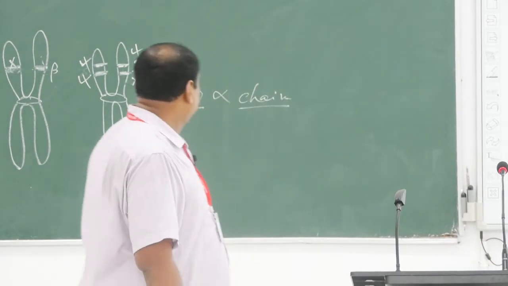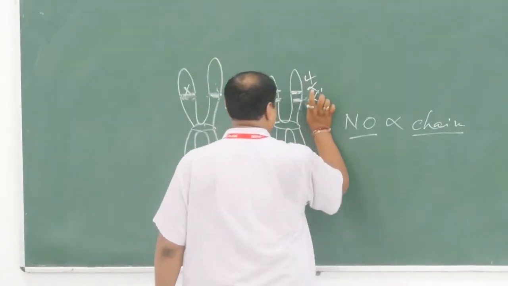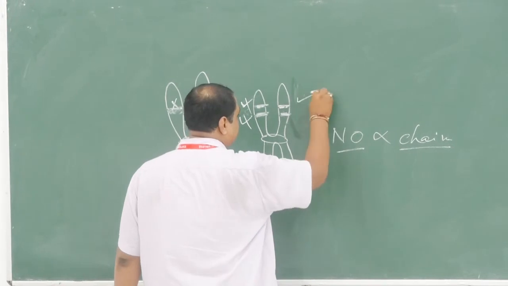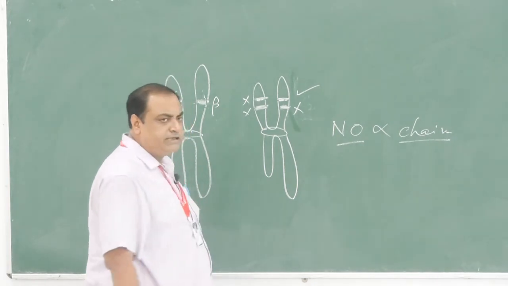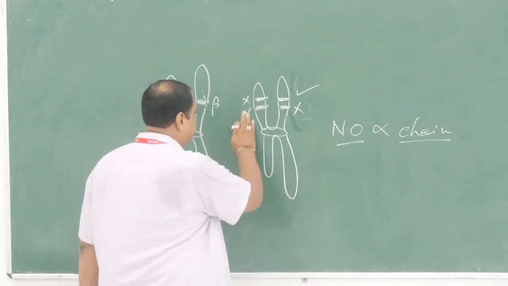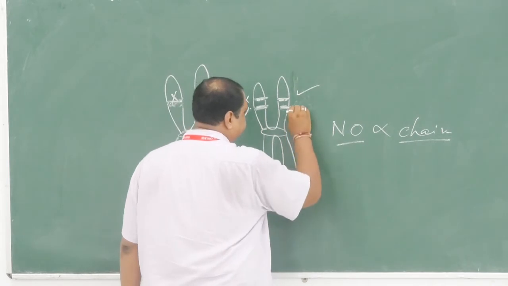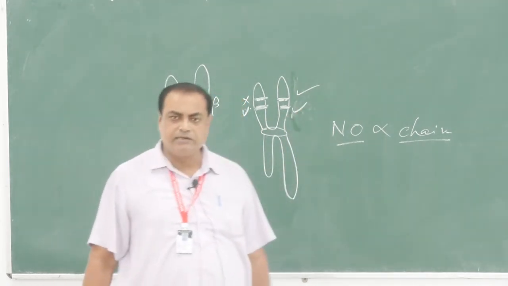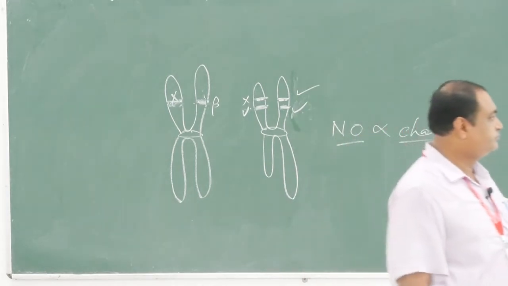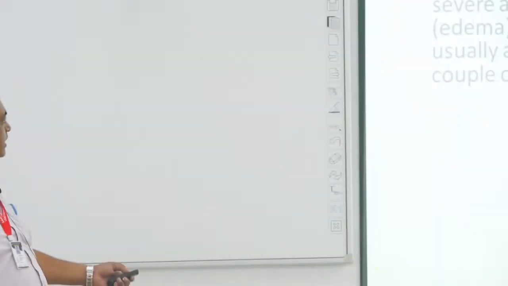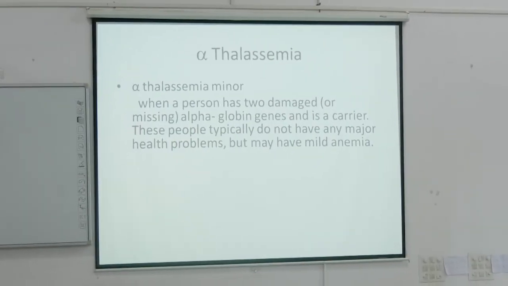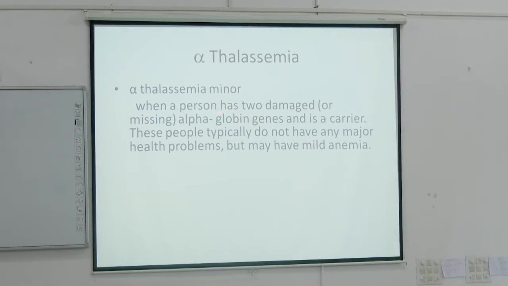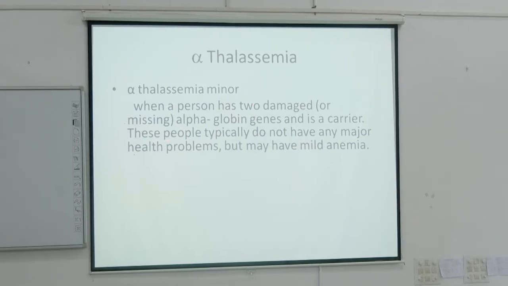Okay? If it is like this, this is good, then it is severe. But if it is like this, then it is minor. Clear? In case of major, there is a chance of hydrops fetalis. In minor, the person has two damaged or missing alpha globin genes. He is a carrier.